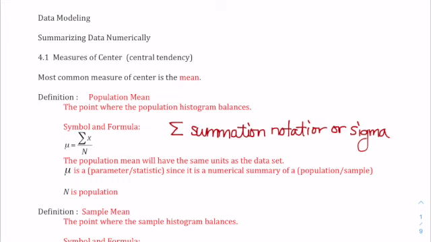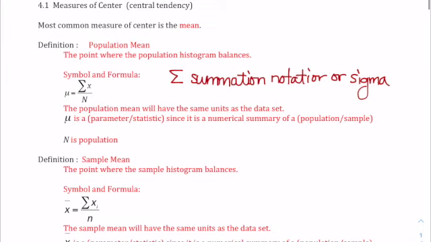The sample mean will have the same units as the data set. That means if the data is in minutes, the units will also be minutes. If your data set is about how many people, then the units will also be people. X bar is a statistic, since it is a numerical summary of a sample. So mu is the parameter for the population, and x bar is the statistic for a sample.